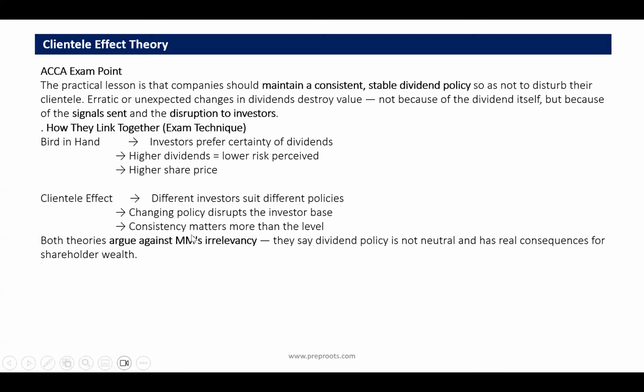Consistency matters to the investors, but in the long run, the clientele effect does not hold. So both are against the irrelevancy theory. They say dividend policy is not neutral and has real consequences for shareholder wealth. But the irrelevancy theory says these are short-term points. In the long term, what the company is earning is what really matters.